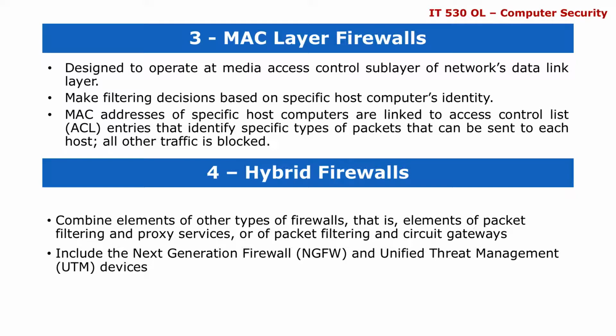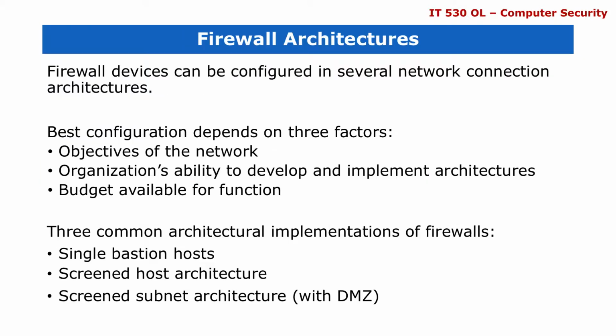Next, we have the MAC layer firewalls. What basically happens here is that it blocks traffic at the MAC layer, that is at layer 2, the data link layer of the OSI model. And then we have the hybrid firewalls, which combine the packet filter, application filter, or the MAC layer firewalls.